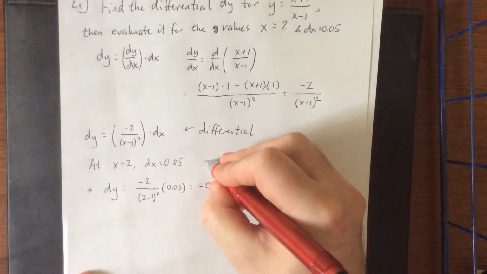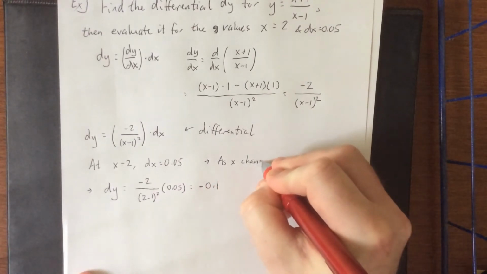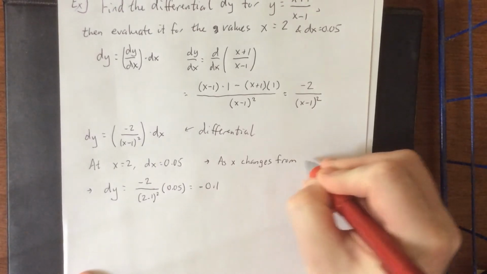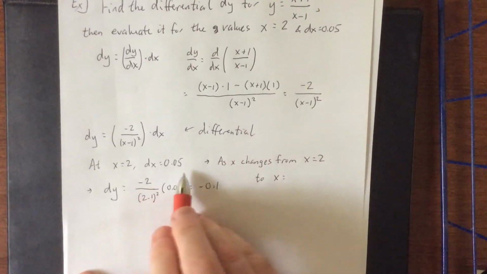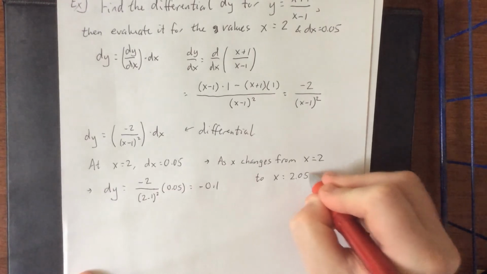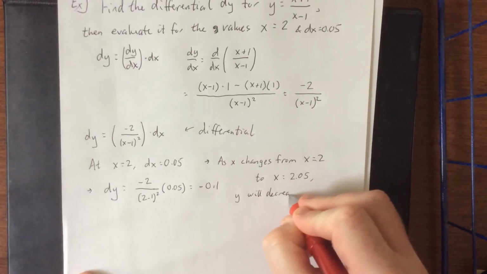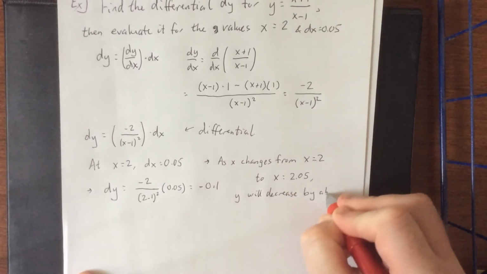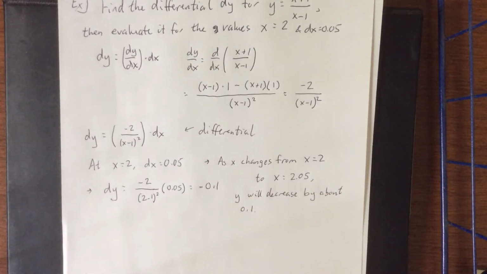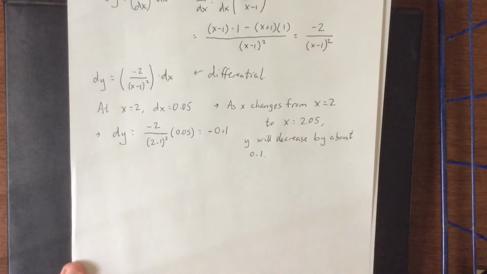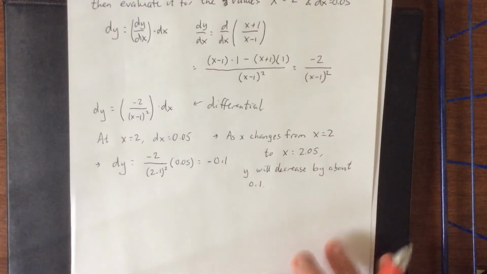Now to interpret what this actually means is that as x changes from x equals 2 to x equals, we're increasing by 0.05, so 2.05, y will decrease by about 0.1. Now, I'd like to put that to the test by actually evaluating the function at x equals 2 and at x equals 2.05, and we'll see what actually happens.